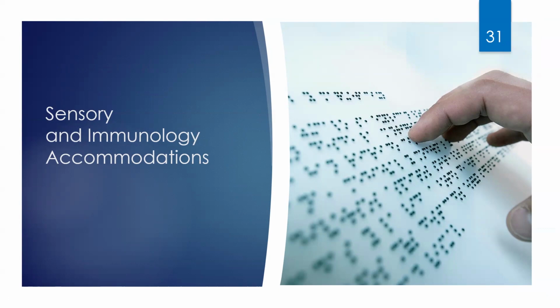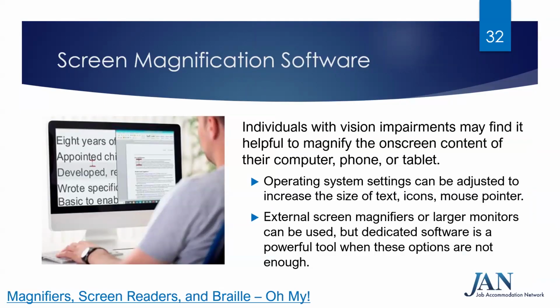Next slide, please. Screen magnification is a very common accommodation need for people with progressive vision loss and those with low vision. Sometimes this can be achieved with options the computer already has built in. Many operating systems allow the user to adjust the size of the mousing pointer on the screen, as well as the size of text and icons. But sometimes adjusting these features is simply not enough.